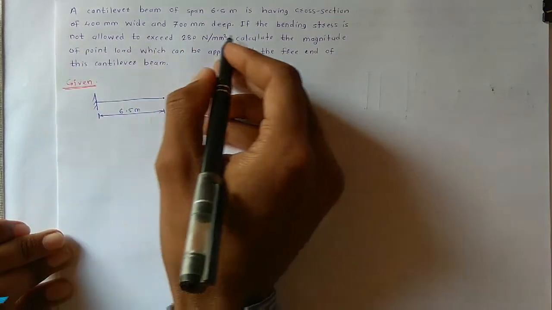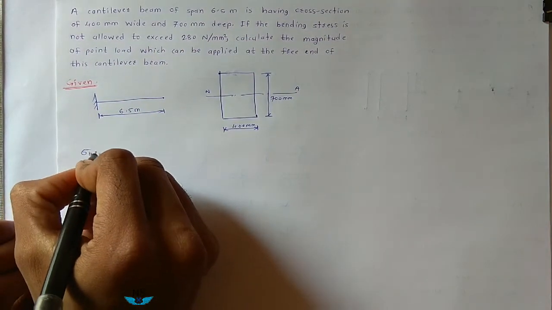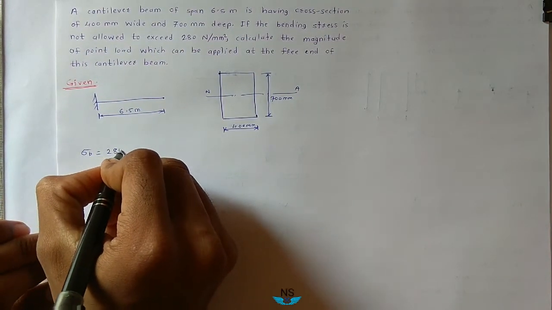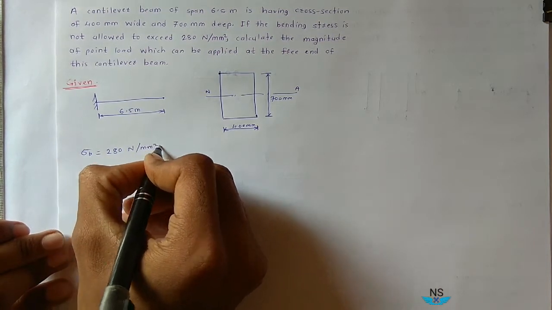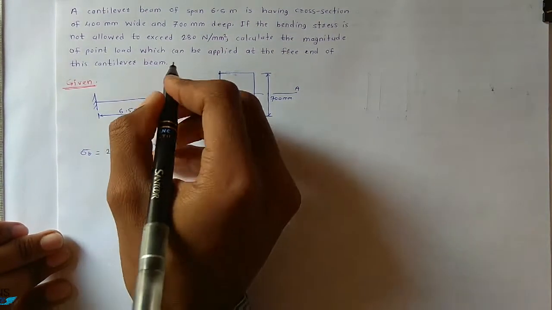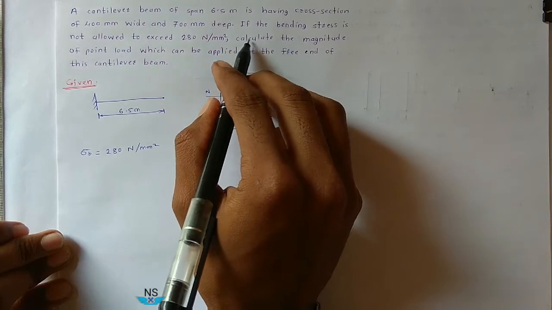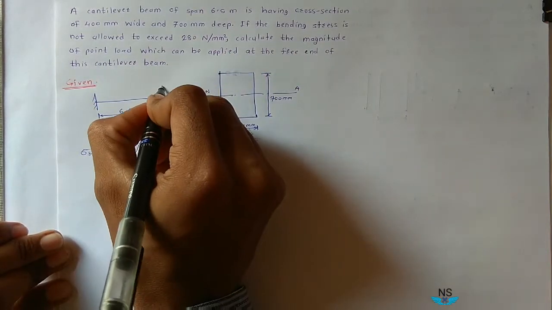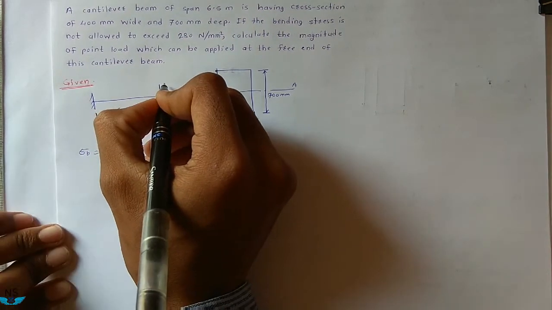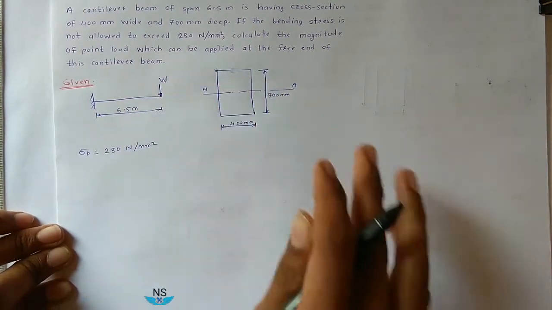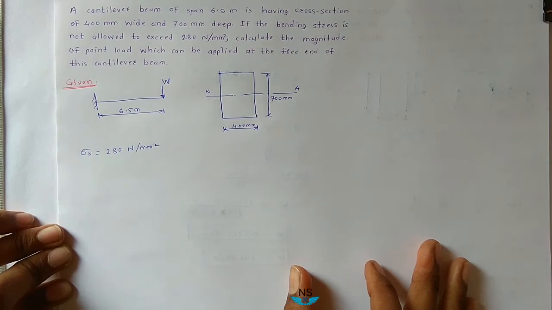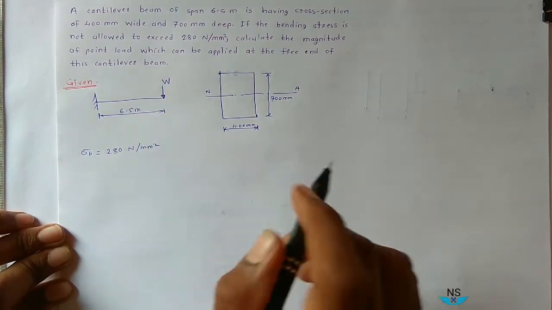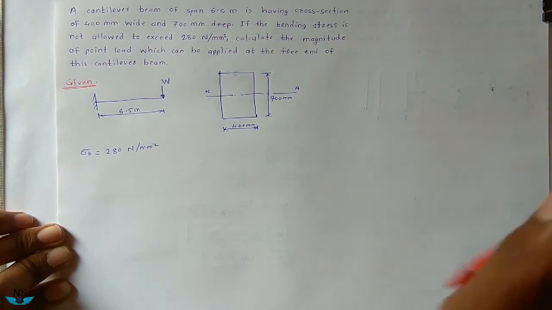Now we have given bending stress sigma b is equal to 280 Newton per mm square. We have to calculate the magnitude of point load which can be applied at the free end. This is the free end. This is the magnitude of point load. If magnitude of point load is W, we have to find this W for cantilever beam.